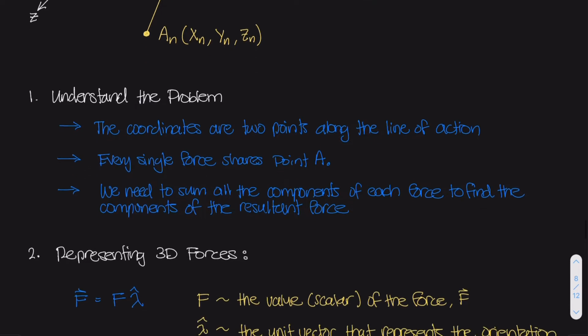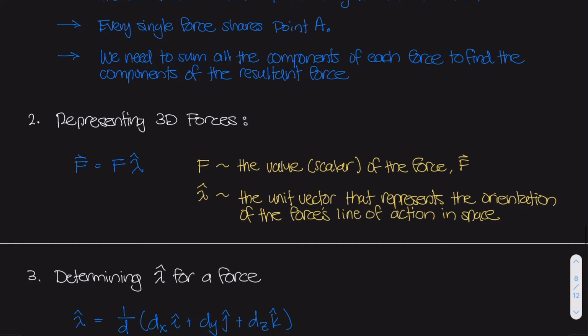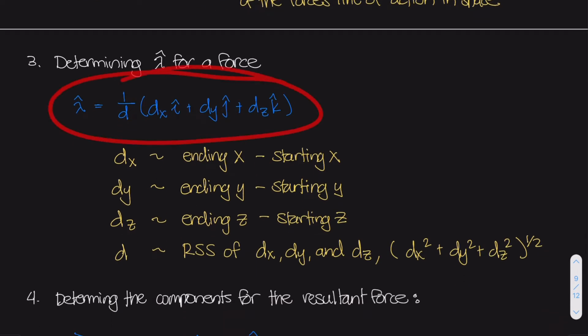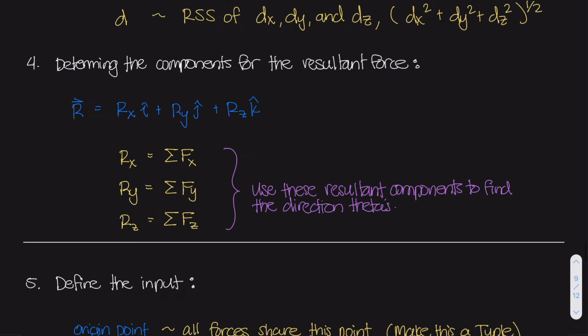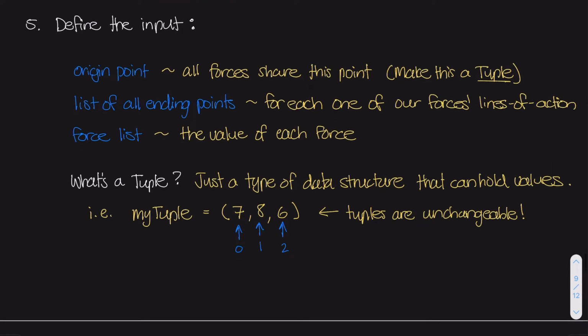In the previous part, the video right before this one, we went over the problem statement. We figured out that we can represent forces with this equation right here. We talked about the unit vector lambda, and then ultimately how we could figure out what the components of the resultant force are. So in this video, I want to look at the algorithm, how we are going to define the algorithm and what our code should be doing in Python to be able to solve this problem.